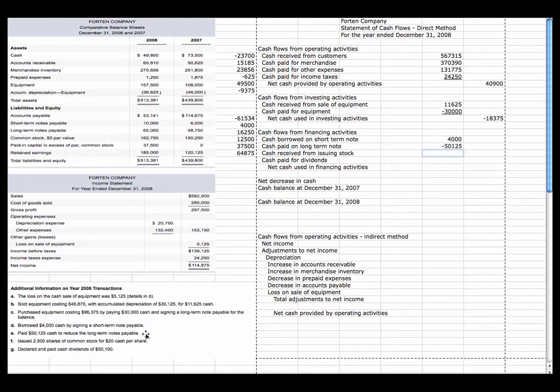The cash received is going to be an increase, so we issued stock. We issued stock over here, $20 times 2,500 shares. That's going to give you $50,000. Then finally, the cash paid for dividends. Down here, we declared and paid cash dividends of $50,100.